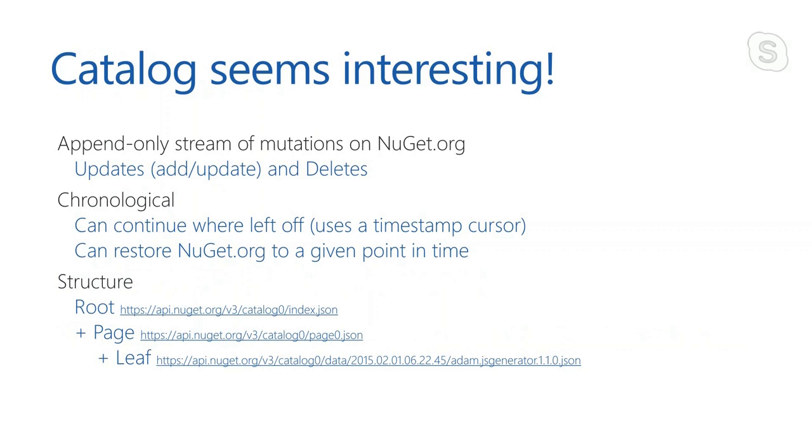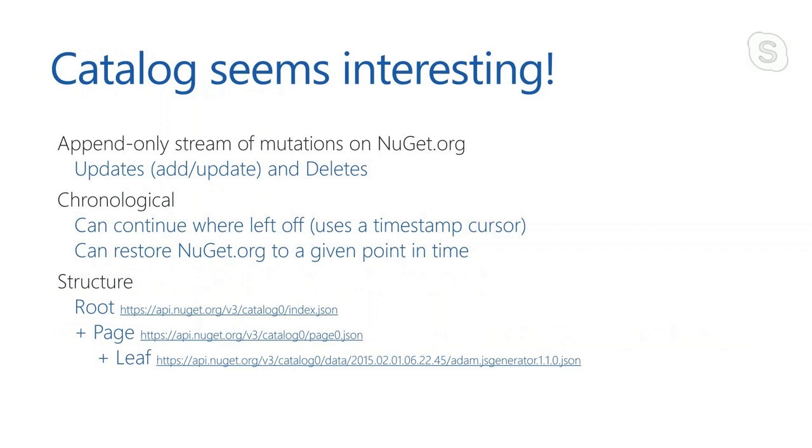This also allows restoring nuget.org to a given point in time. So if you are doing data mining or whatever, the catalog may be an interesting endpoint to use if you want to, for example, restore nuget.org to the state it had on the 1st of January in 2017.